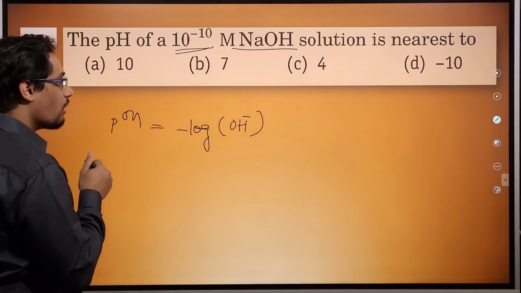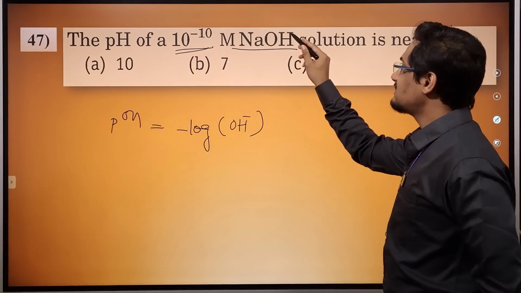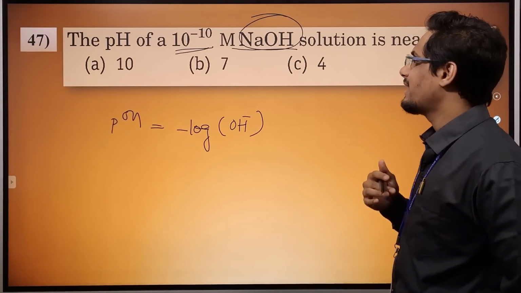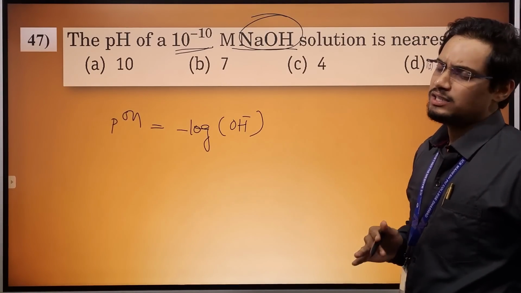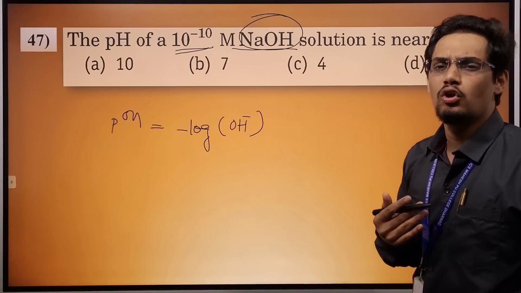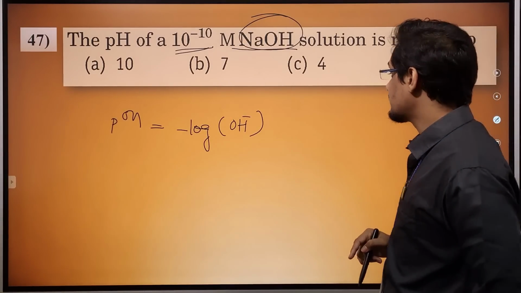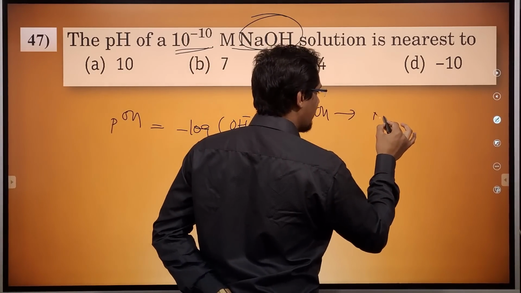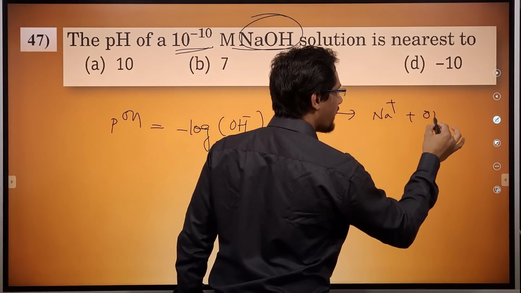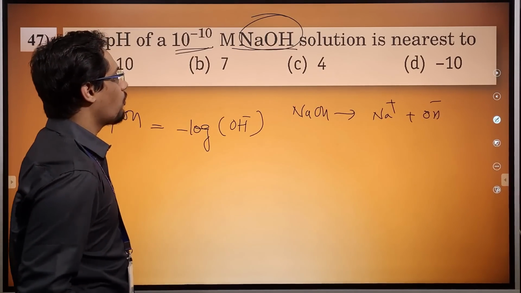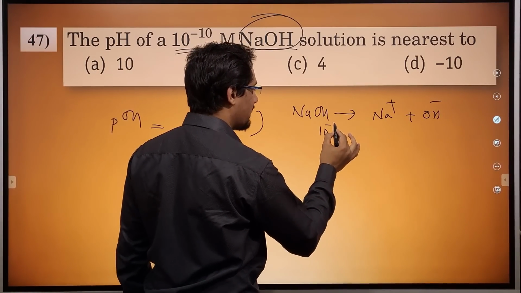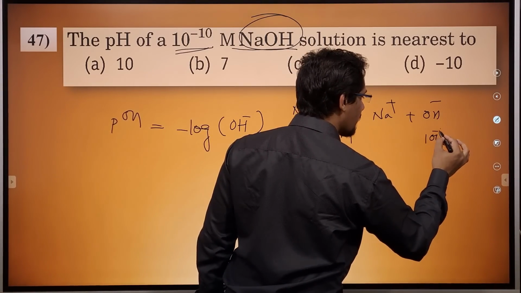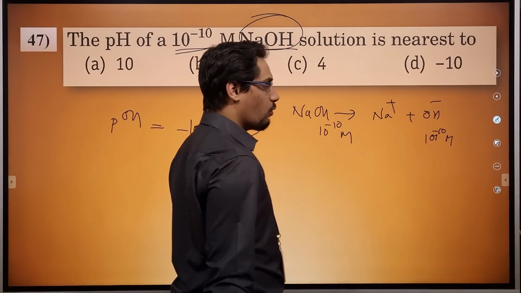You should not make this mistake, because in this case the concentration is very low, very dilute. Without solving the problem we can say the answer would be 7. It is very dilute, so the pH would be 7, almost neutral. But how to solve this? If I take NaOH, it gives Na plus and OH minus. The concentration of OH minus is 10 to the power minus 10 M.